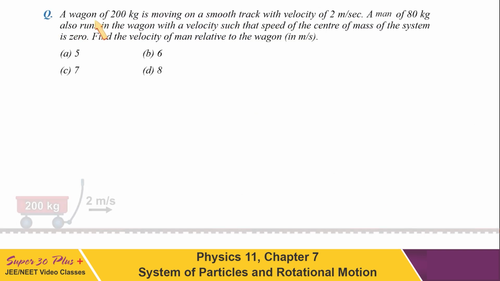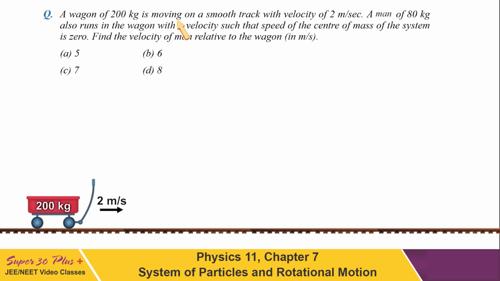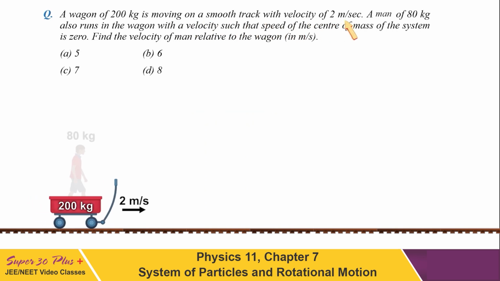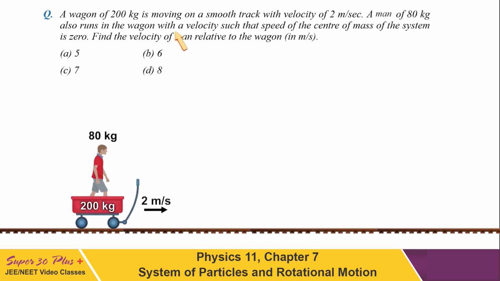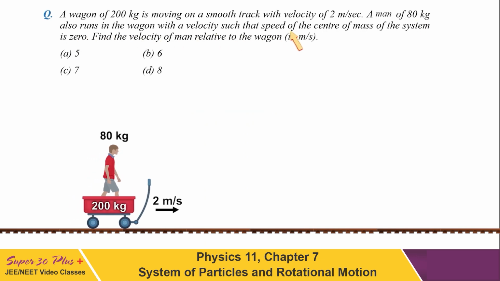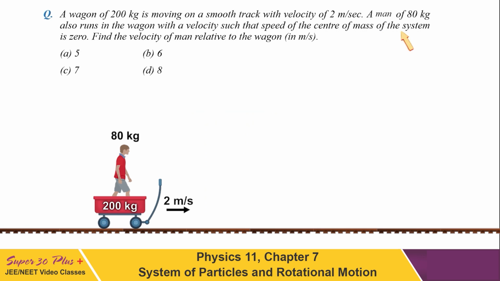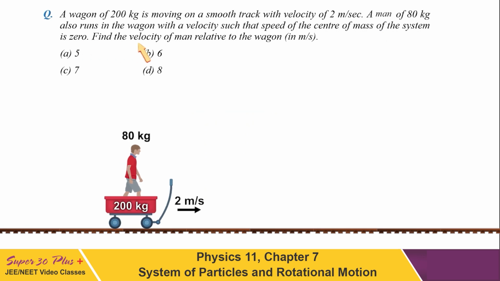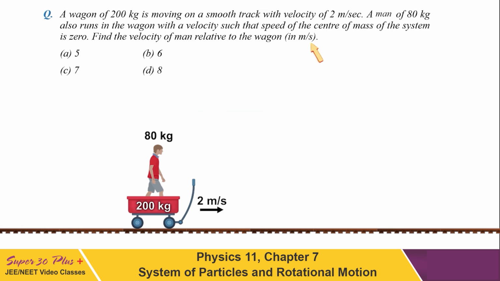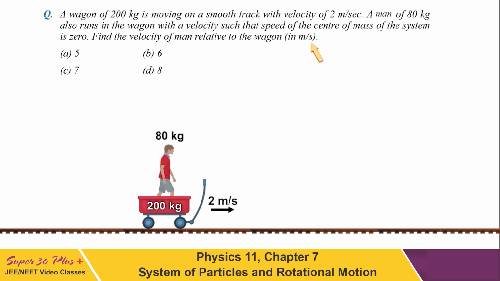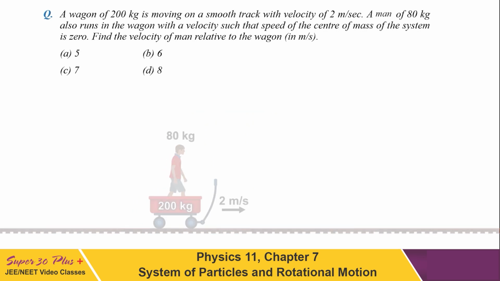A wagon of 200 kg is moving on a smooth track with velocity of 2 meter per second. A man of 80 kg also runs in the wagon with a velocity such that speed of the center of mass of the system is 0. Find the velocity of man relative to the wagon. Here we have to calculate relative velocity of man with respect to wagon.